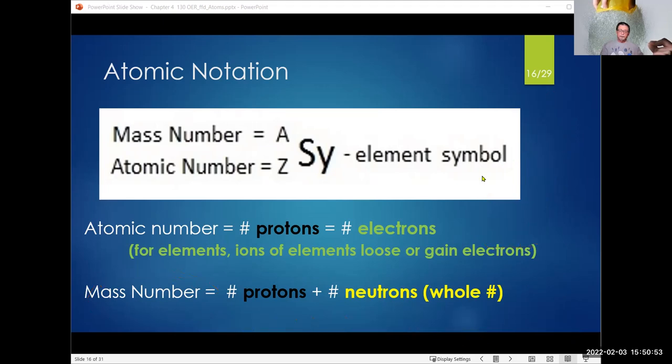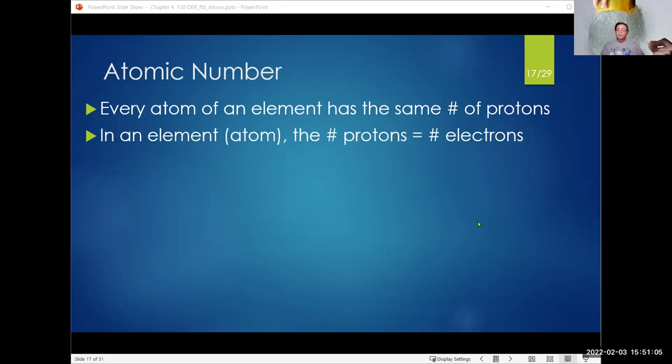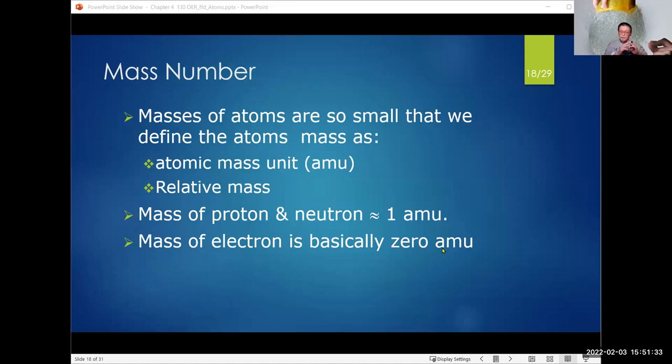All right, so I know it's a lot of information I'm throwing at you, but we're going to put it all together, okay? Every atom of an element has the same number of protons, okay? In an element, the number of protons equals the number of electrons. And the protons, like I stated, define what that element is. For example, carbon always has 6 protons. That's a carbon atom, okay? Now, masses are pretty small, so we use atomic mass units. The proton and the neutron, roughly, we give each an approximate 1 AMU, 1 atomic mass unit. The electron is so small that we basically give it a zero atomic mass unit. Okay.